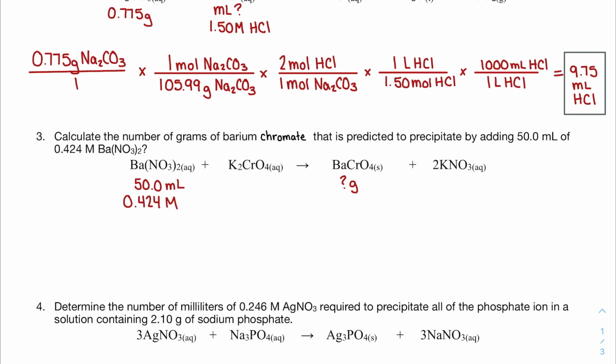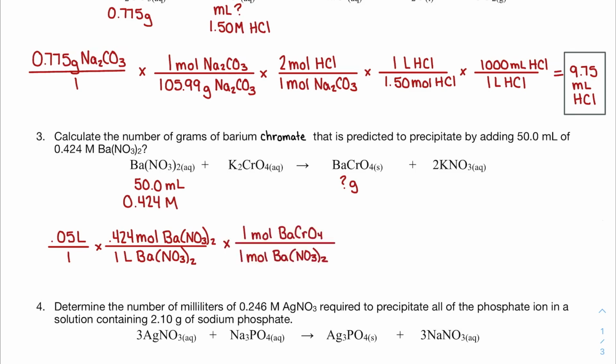So if we go molarity times volume, that will give us moles. I'm going to show you again the stoichiometric method for that. So always starting off with my volume over 1, and then I will use my molarity as a ratio. So I know I have 0.424 moles of barium nitrate per 1 liter of barium nitrate. I'm now in moles of barium nitrate, so I can again go to the equation and do a mole to mole comparison. I know that there's 1 mole of barium nitrate for every 1 mole of barium chromate, and I'm 1 step away from my answer.